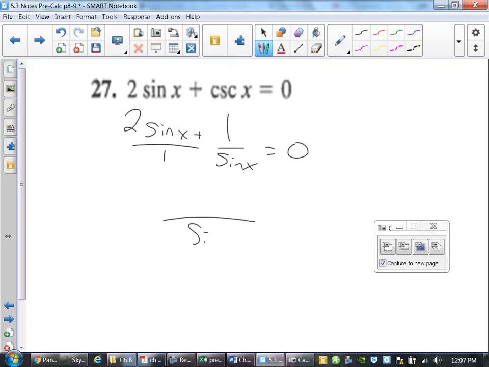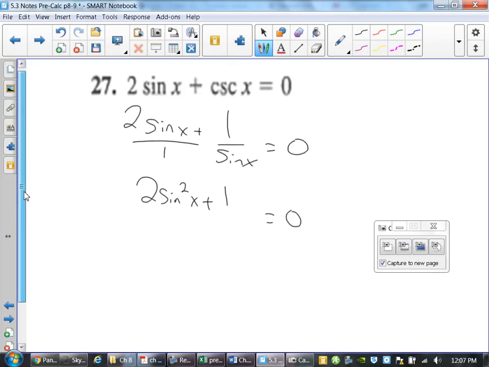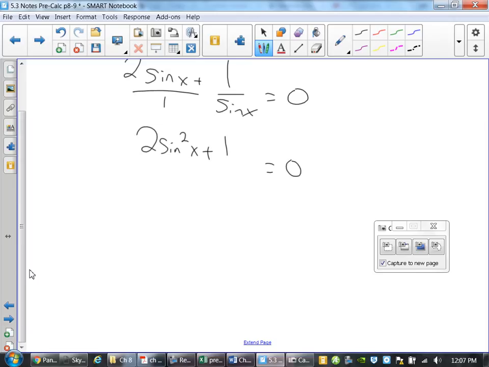So you have a sine of x on the bottom, and then you have 2 sine squared plus 1 equals 0. Now, what's nice when you're dealing with the fractional part here, I can get rid of that sine of x on the bottom because it equals something. If I just multiply both sides by sine of x, that sine goes away. Everybody okay with that? So I multiply both sides by sine of x, I get that. Now I'm at a 2-step problem. Subtract 1, divide by 2.